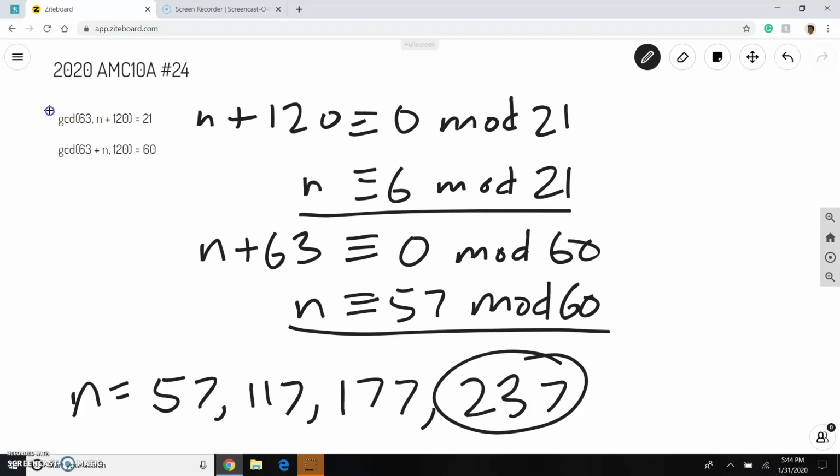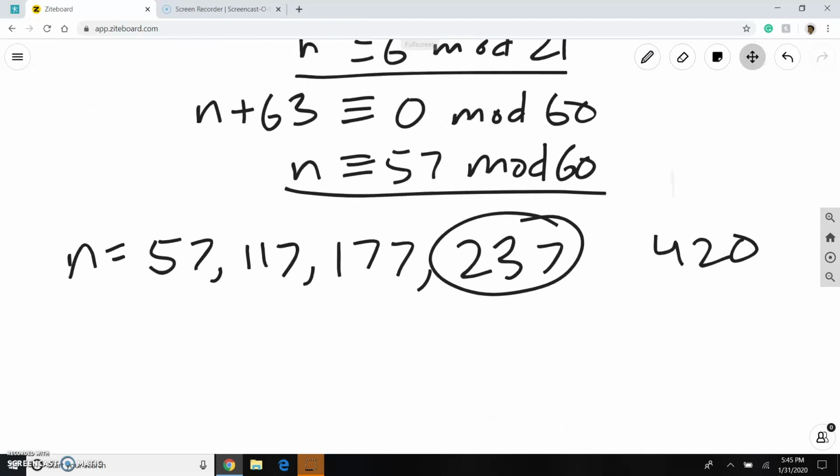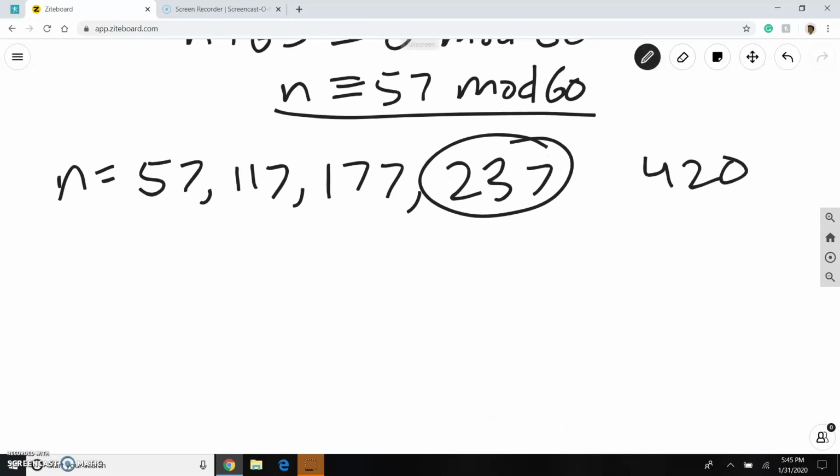But when we look at these two statements again, we find that from the first statement, if we ever add 21 to n, or a multiple of 21, the statement will still hold. As in, n plus 120 will still be a multiple of 21. And in the second equation, we find that if we add a multiple of 60, 63 plus n will still be a multiple of 60. So what we can do is add multiples of 21 and 60, and the least common multiple of 21 and 60 is 420.